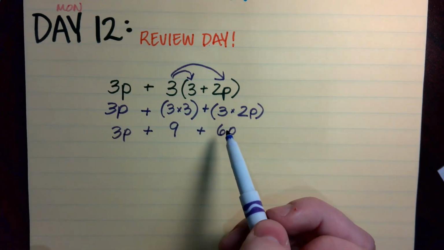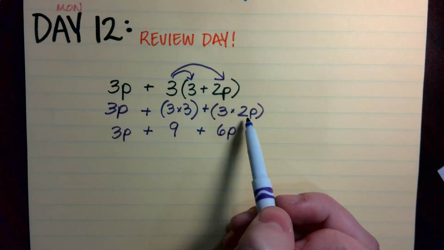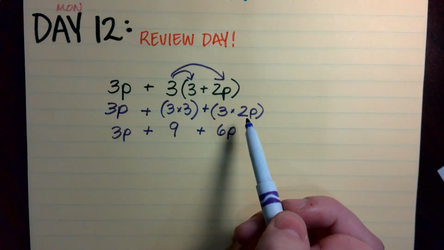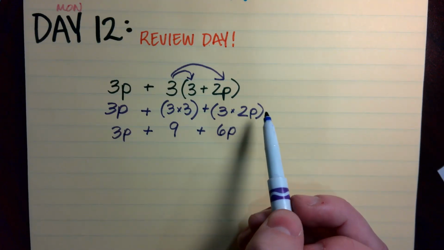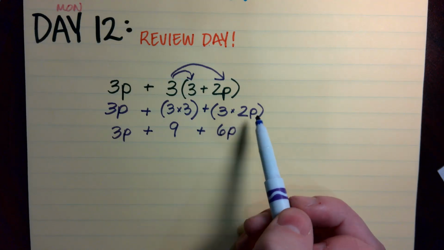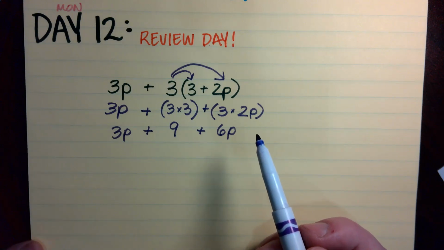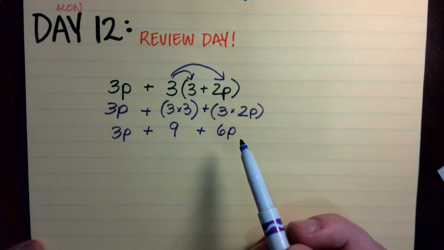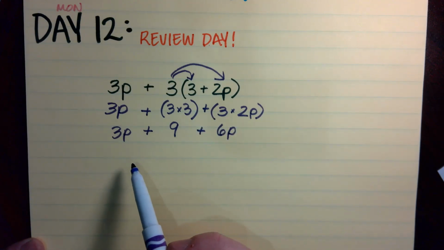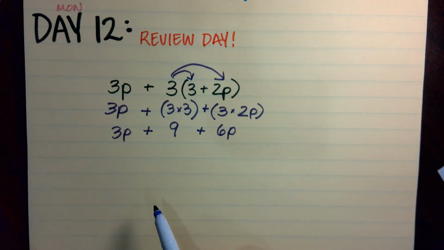Now, I know it might be a little confusing because 3 and 2p aren't like terms, so we can't put them together, right? Multiplication is the exception. You can multiply things that are not like terms. You can do that. We just can't add and subtract. We cannot combine like terms if they don't have the same variable. So now we are to this step. We've got 3p plus 9 plus 6p.